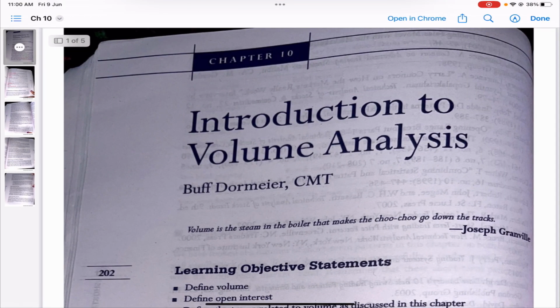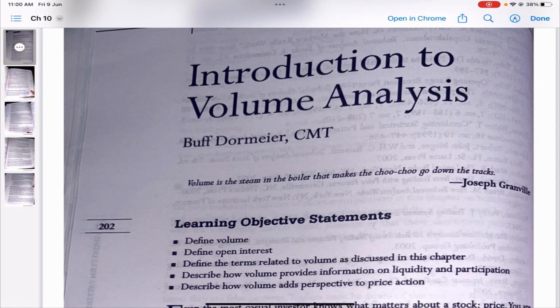So that's about it for our introduction to volume. In the further chapters we'll be discussing the volume indicators as well. Make sure to read this chapter by yourself, and you can also check the NSE website and go through the different things which are given about volume, so that will help you understand better.